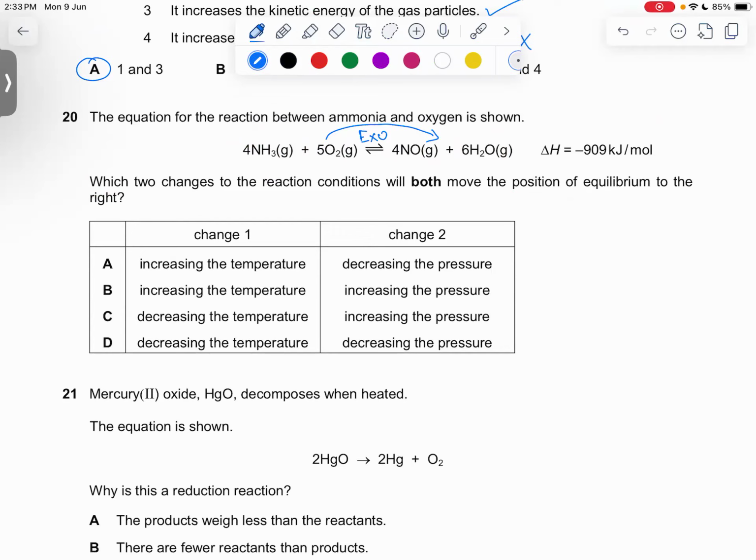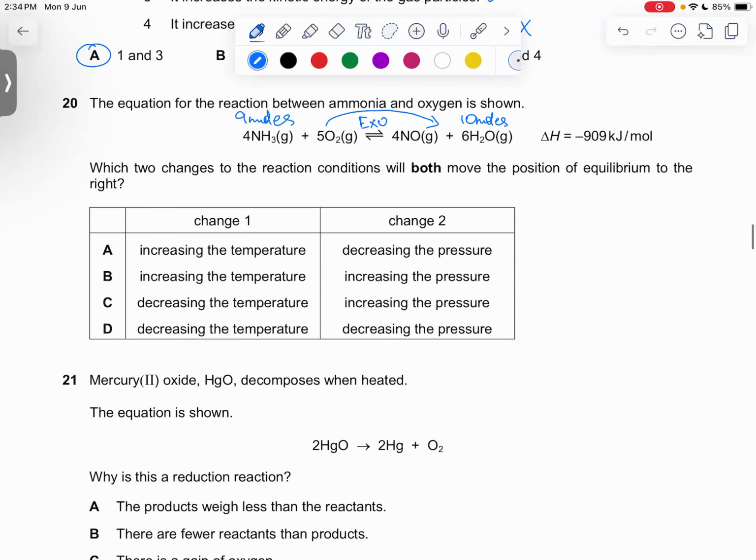All right, the forward direction has 4 and 6, 10 moles of gas. The backward direction has 4 and 5, 9 moles of gas. So the forward side has more moles of gas as well, 10 moles, right? And this side has 9 moles. So we should decrease the pressure and decrease the temperature. Decreasing temperature and decreasing pressure would shift the equilibrium in the forward direction. That is 100% correct.